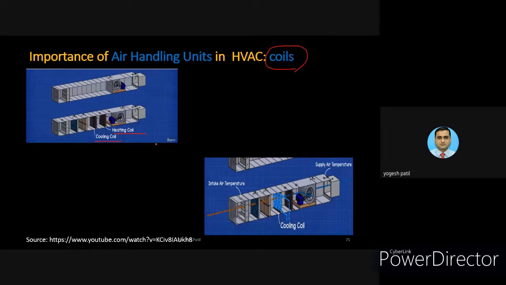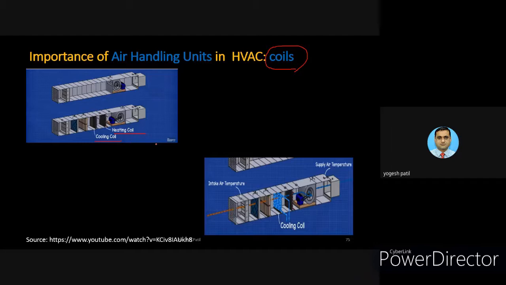Now the working of this cooling coil and heating coil is based on the measurement of supply air temperature, because this supply air temperature is actually the temperature of the air that is circulated in the whole building. So it is very important to measure the intake air temperature as well as the supply air temperature. So how much is the intake air temperature? What is the required air temperature? Based on that, the cooling rate can be controlled.